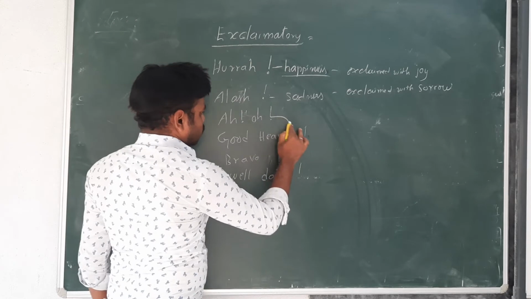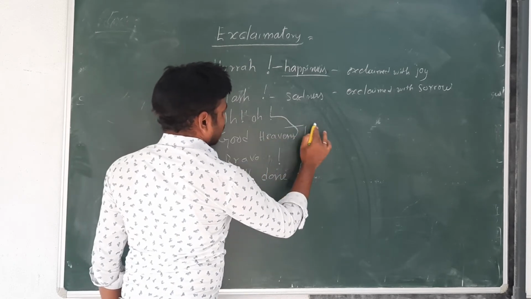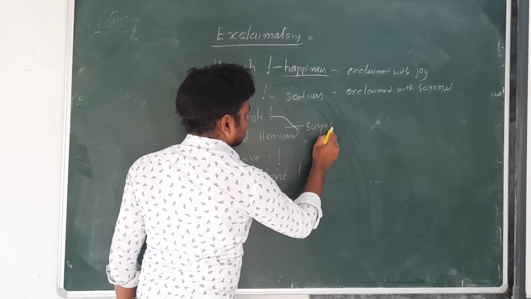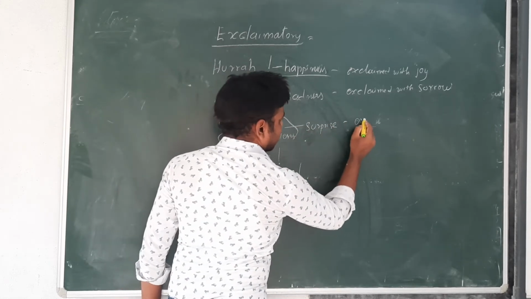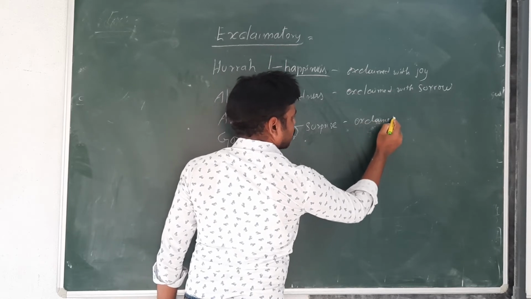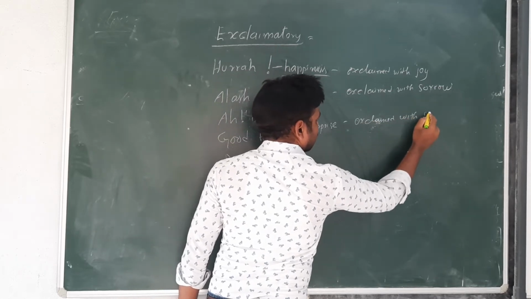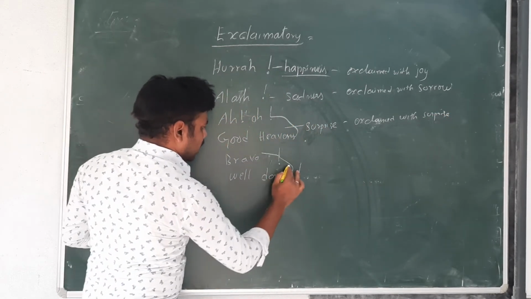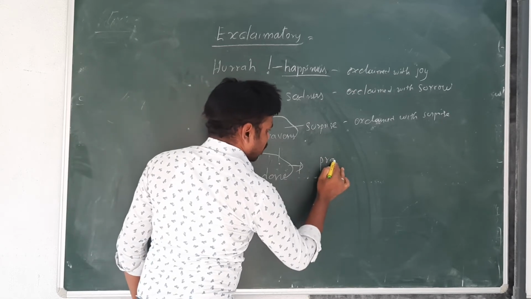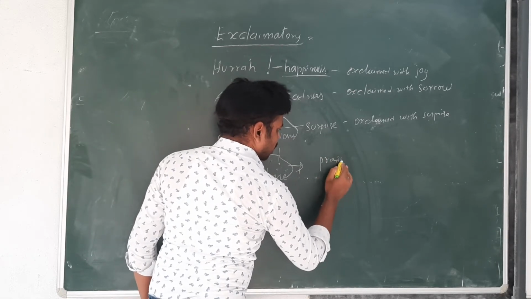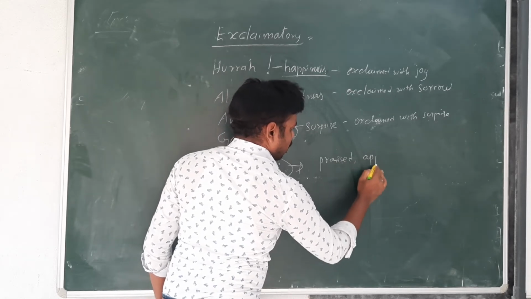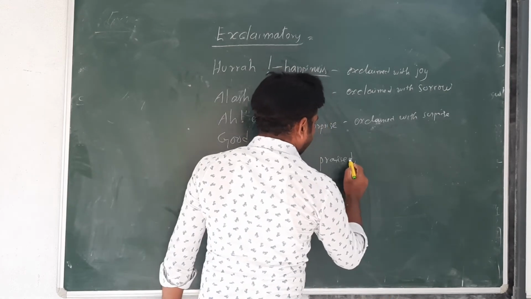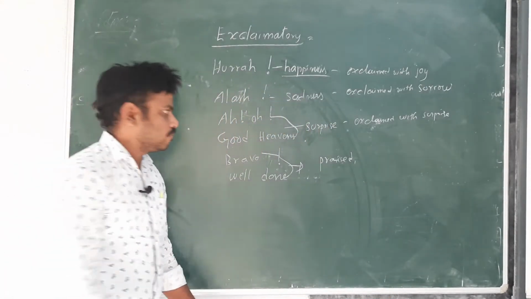Now good heavens shows great, sudden surprise. So we should write here exclaimed with surprise. Next, bravo, well done. We should write here praised or appreciated, applauded.